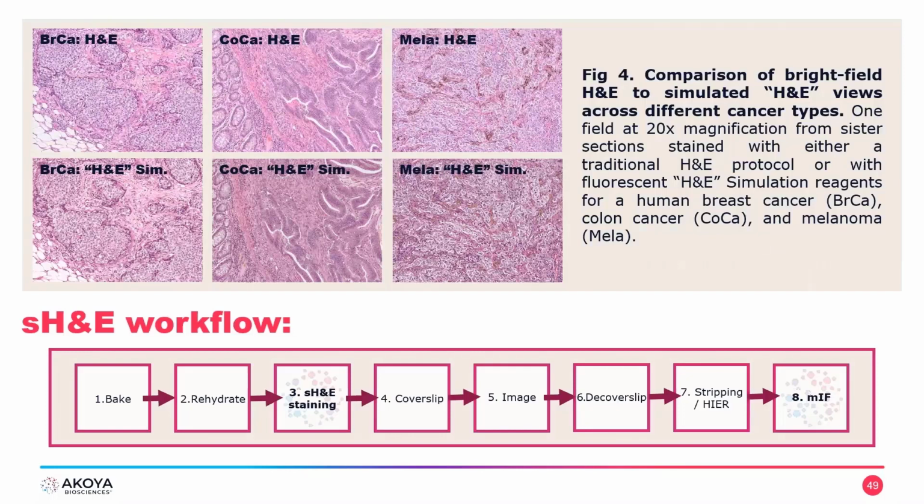And then a brief overview of the workflow, that being, one, you would bake your sections as usual, rehydrate them potentially through xylene, ethanol, distilled water, and then perform the SH&E stain in a single aqueous application. Contains both of the dyes. Cover slip, image, decover slip, and then perform AR or HIER as you would, and then perform your MIF stain subsequently.